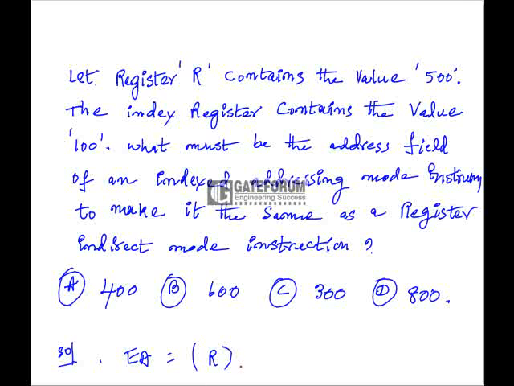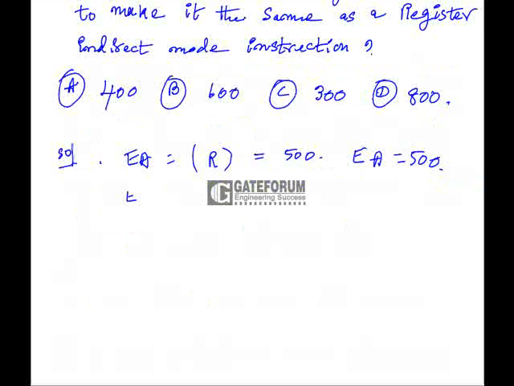So within parenthesis, R means the content of register. What is the content of register? This is 500. So in the case of register indirect mode, the effective address is equal to 500, because the content of register is 500. The index register contains the value 100. In the case of indexed addressing mode, the effective address is equal to index register plus address part of instruction.